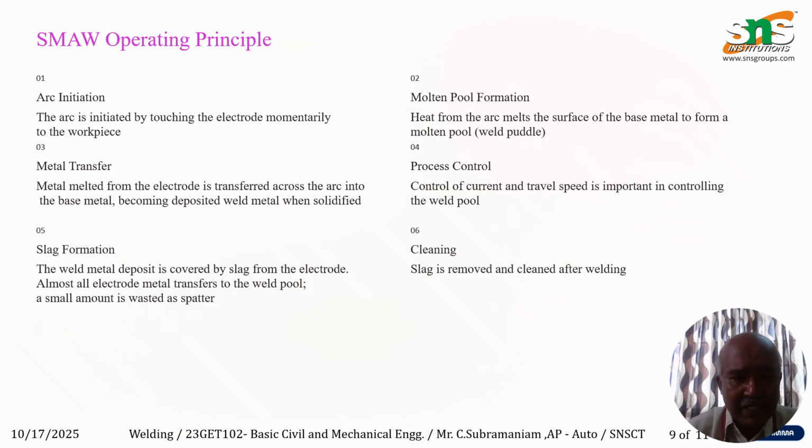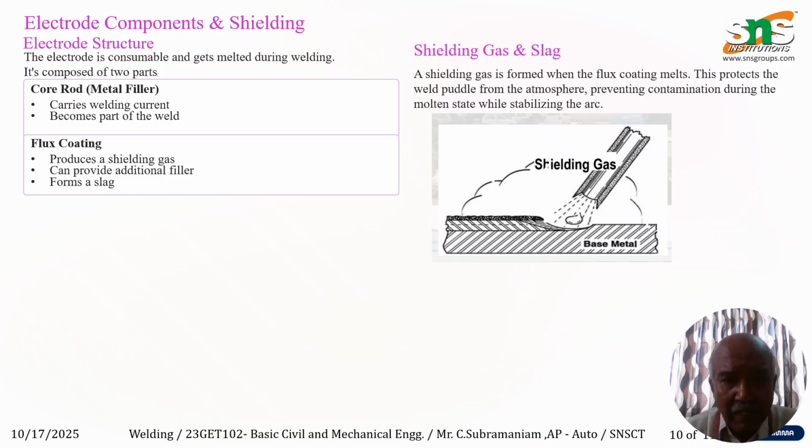Now the principle is that the arc will be initiated, and once the arc is initiated, the metal is transferred from the electrode metal to the parent metal, and the slag formation will be on top of the weld metal, covered by the electrode coating itself. Finally, the process will be controlled by the control of the current and the travel speed itself. In the electrode component shielding, we can see the shielding gas will be formed because of the welding being done there, and this will be formed until the welding is carried out.